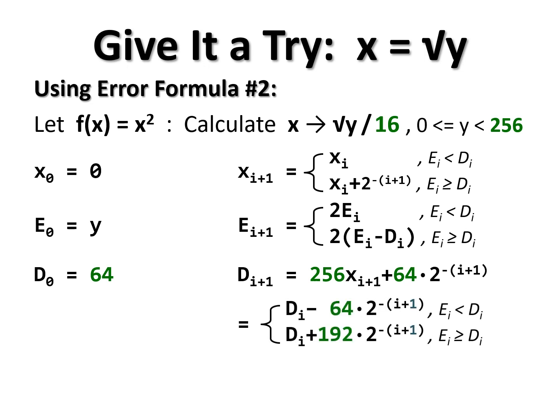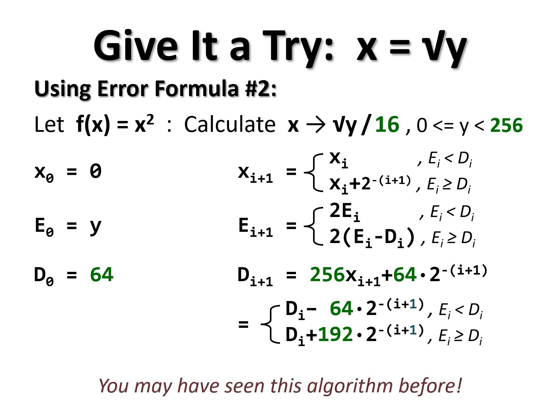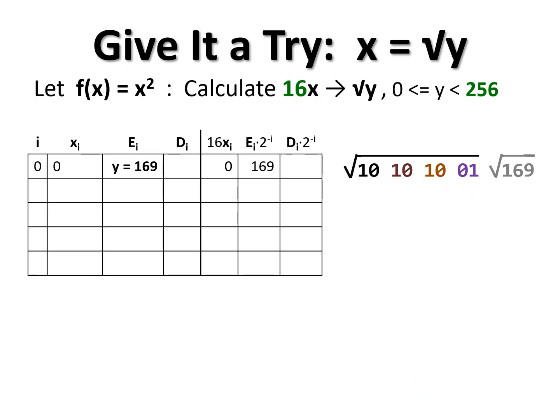And there it is. Now, you may have seen this algorithm before. This is, in fact, the binary form of the longhand square root method. So there on the right, we're going to do the longhand square root of 169, but in binary. The table on the left will have the algorithmic values and also those same values scaled by a factor of 2, which will be the same values that we're getting on the right.